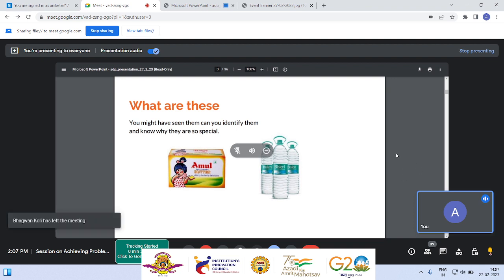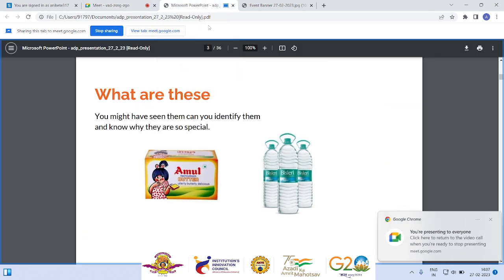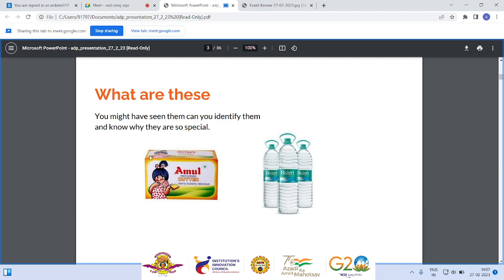The first one is the Amul butter, and the second one is the Bisleri bottle. Now, many water bottles are present, but still we say, when we want packaged drinking water, we say give us Bisleri. Now, why is it so? Because the designing part, the aspect part, and all those parts of these products are invented in such a manner that they have become popular.